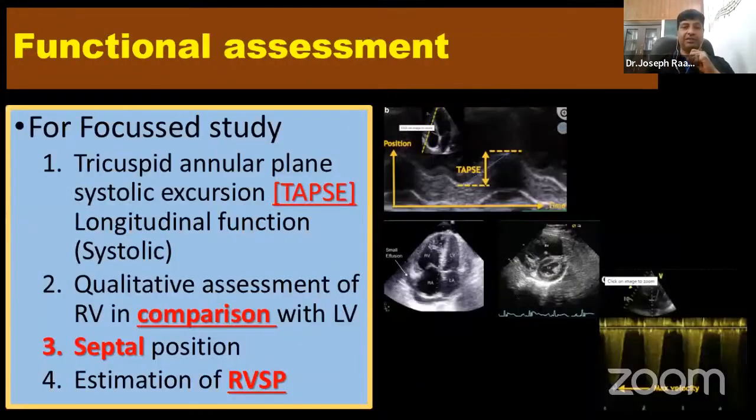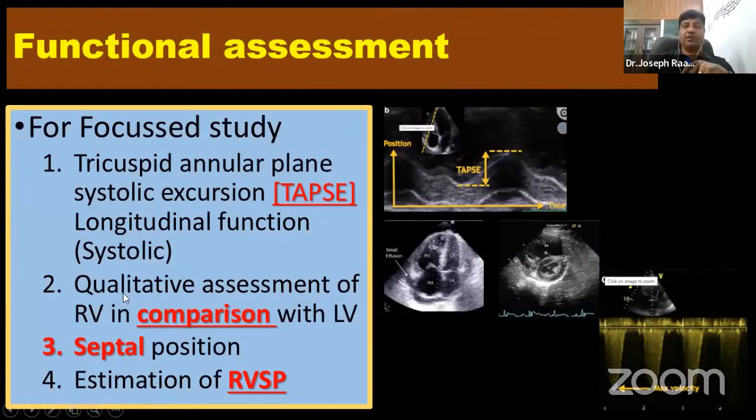How are we going to do this? The first thing is very simple. That is called TAPSE, tricuspid annular plane systolic excursion. That will tell you how the RV is moving longitudinally. We have been discussing that the left ventricle moves in a circular motion, whereas the right ventricle moves in a longitudinal motion. So TAPSE, the tricuspid annular plane systolic excursion, will tell you about the systolic function of the RV, in the longitudinal fashion.